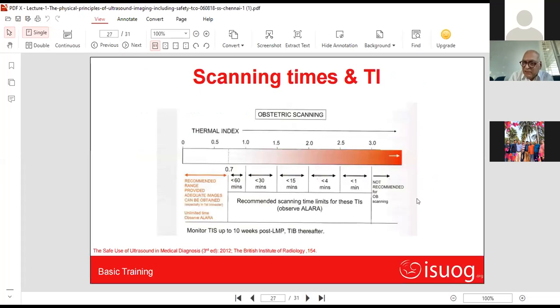So this is roughly the scanning time. It gives us about how much time is required, like less than 60 minutes. The thermal index is about 0. These are the recommended ranges also. It is given, and I think you all have this in the book also. Next slide, please.